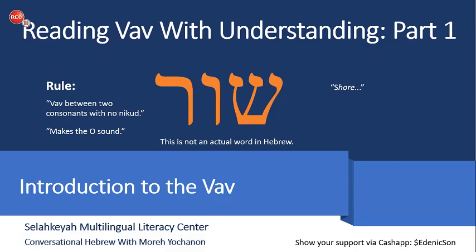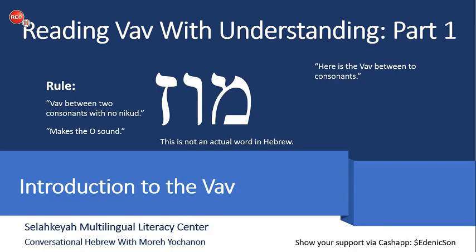All right, let's go to another example. Very good, very good. Let's try another example. Here is the vav between two consonants, flashing orange. All right, so let's break this down. Mem makes the sound.